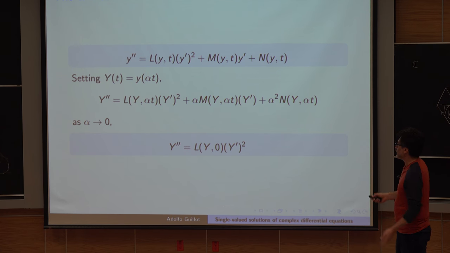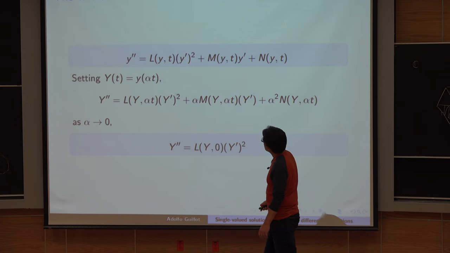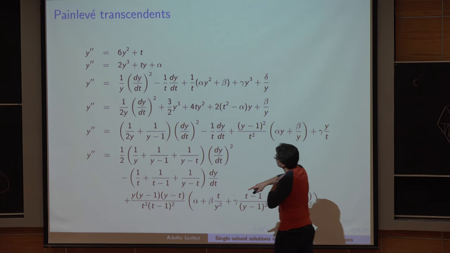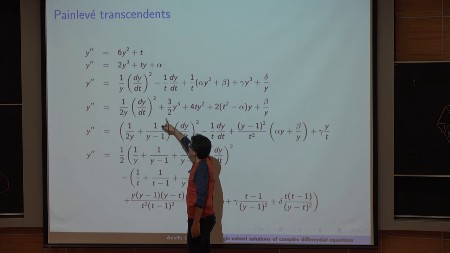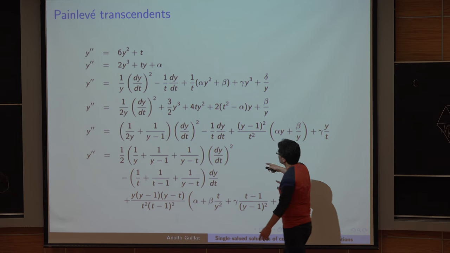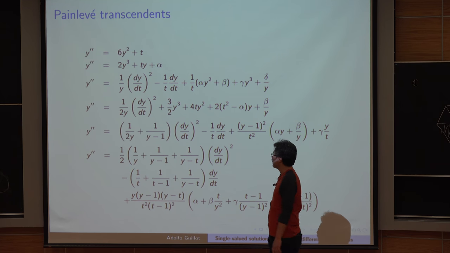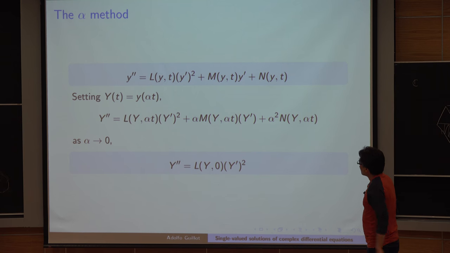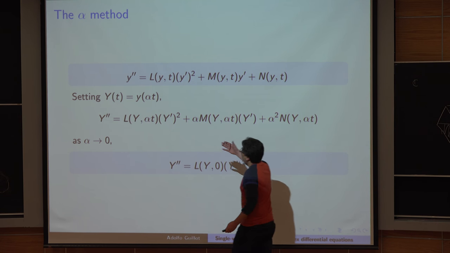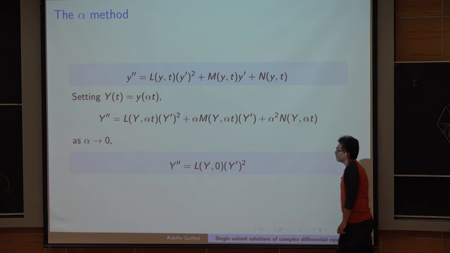So let me illustrate this method in one setting. You see all of Painlevé's equations are second order equations. And on the right hand side, we have the derivative of y, a quadratic polynomial in the differential of y, just like the first equation. Then you introduce a parameter. So here, you do not really change anything. I just made a scaling in time.